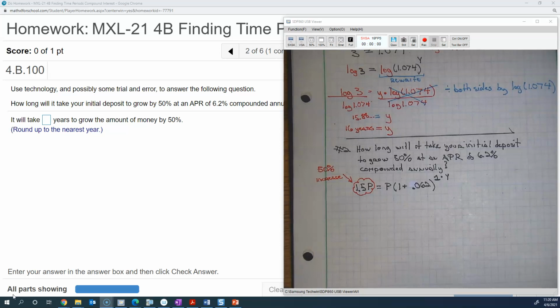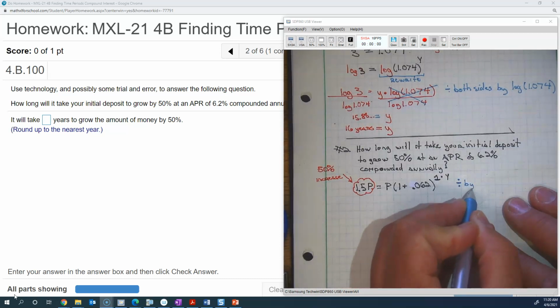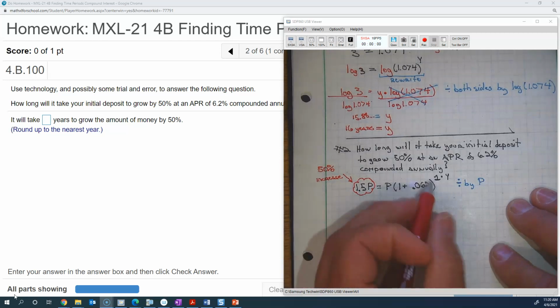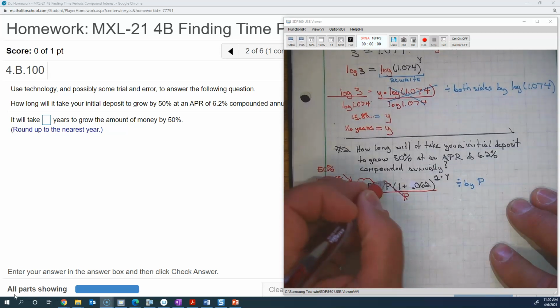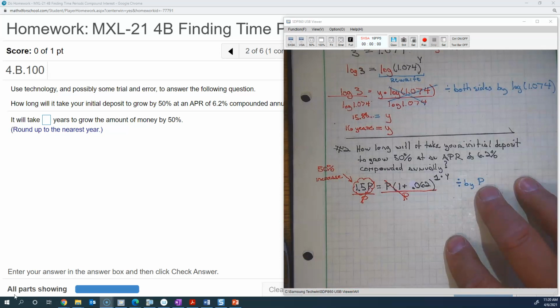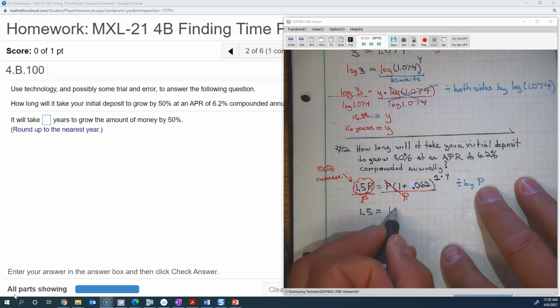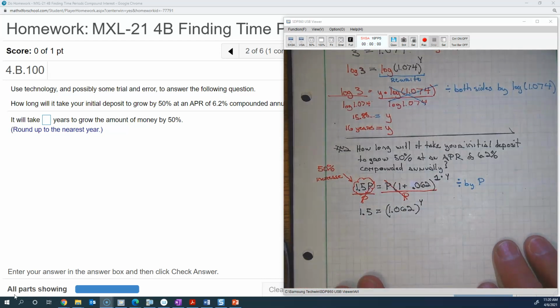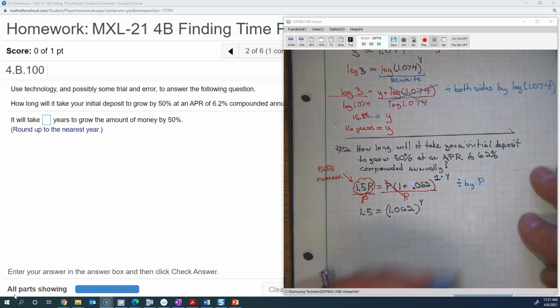Okay, and now the steps are the same. Divide by P. Take the log of both sides. Okay, so I'll write them over here. Divide by P. So those are gone. And this is 1.062. Okay. Now log both sides.